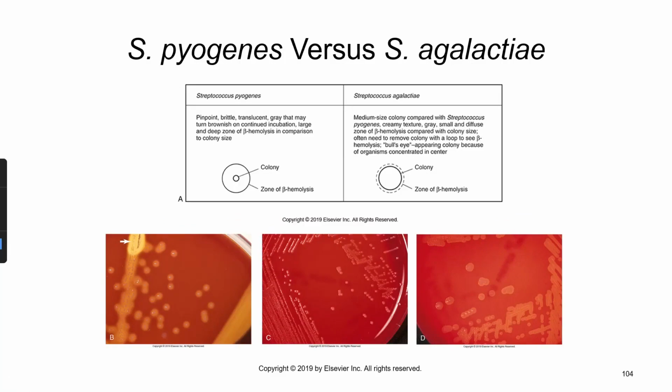S. pyogenes versus S. agalactiae. Here you can see the colonies and how they're a little bit different. S. pyogenes has a lot more beta hemolysis. You can see it very obviously. And then you can see Strep agalactiae also has beta hemolysis, but the zone of hemolysis is much smaller, so it's harder to see.